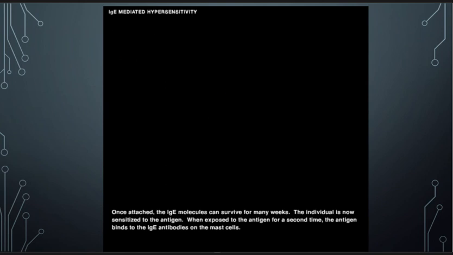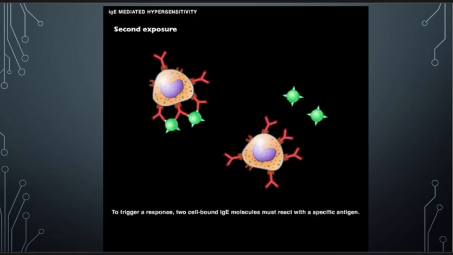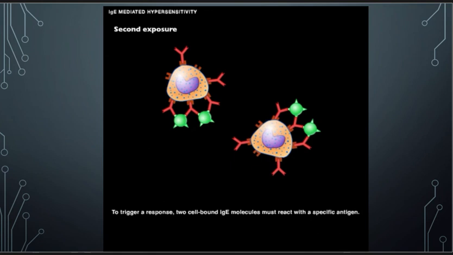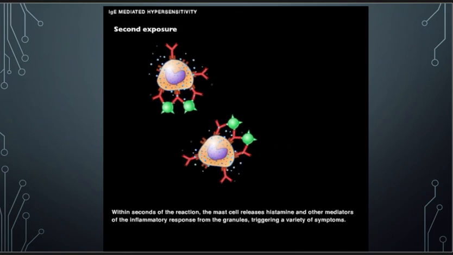When exposed to the antigen for a second time, the antigen binds to the IgE antibodies on the mast cells. To trigger a response, two cell-bound IgE molecules must react with a specific antigen. Within seconds of the reaction, the mast cell releases histamine and other mediators of the inflammatory response from the granules, triggering a variety of symptoms.